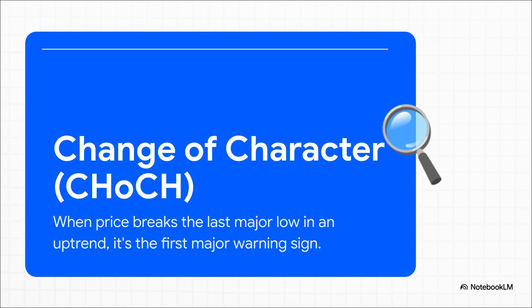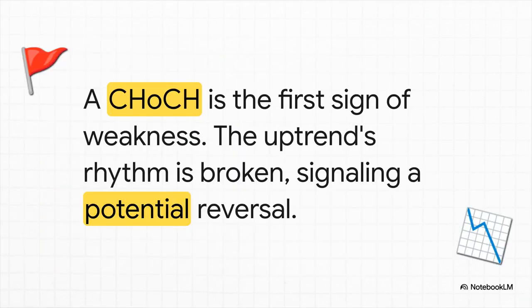That steady heartbeat is broken. And that is our first major clue that the sellers are starting to wake up. So a CHOCH is the first real crack in the foundation. When that pattern of higher highs and higher lows fails, it's a huge signal that a potential reversal is underway. Now, it's not a 100% guarantee that a whole new downtrend is starting, but it's a massive red flag telling you that the old uptrend is in serious, serious trouble.